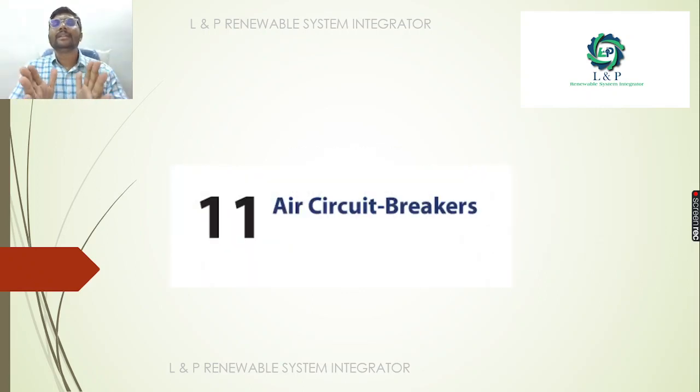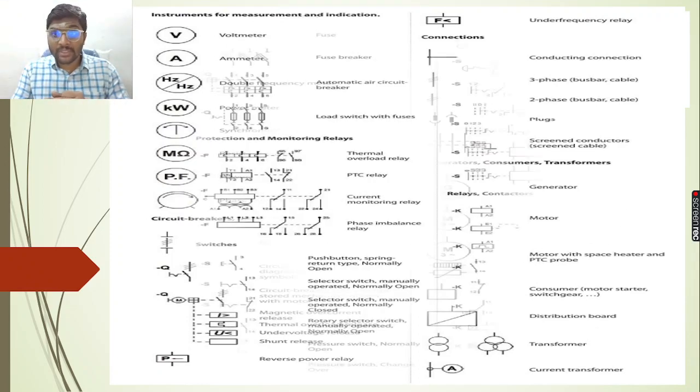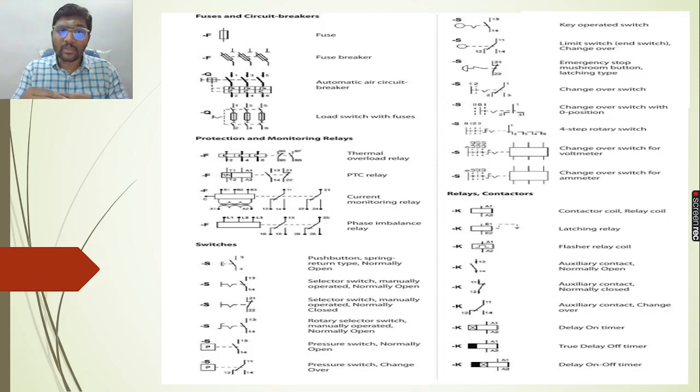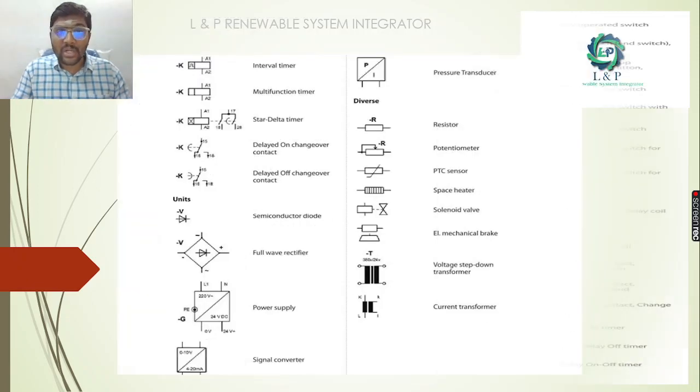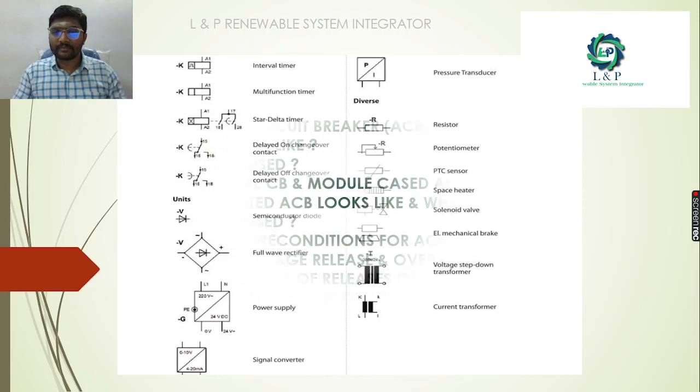So in the 11th part, we are going to discuss in detail about air circuit breakers. In our discussions, we might be using many symbols, short forms and abbreviations for instruments for measurement and indication, circuit breakers, generators, transformers, fuses, protection and monitoring relays, switches, relays and contactors. If you have any doubt, kindly refer to this part.